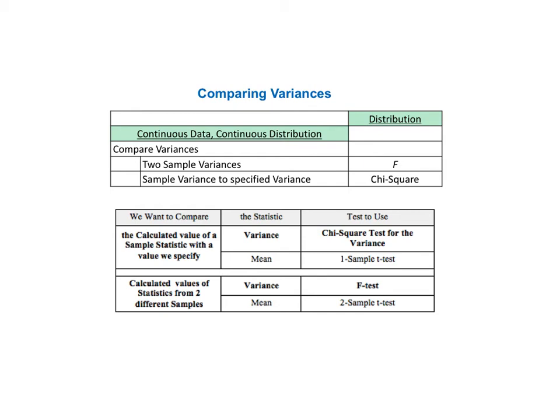If you remember which t-test is which, that can help you distinguish these two tests for the variance. The chi-square test for the variance is analogous to the one-sample t-test. It compares the variance of one sample of data to a variance we specify. And the F distribution and the F test is used to compare the variances of two samples. As such, it is analogous to the two-sample t-tests. As with the t-tests, when we say compare, we mean that the test determines whether or not there is a statistically significant difference between the two variances.